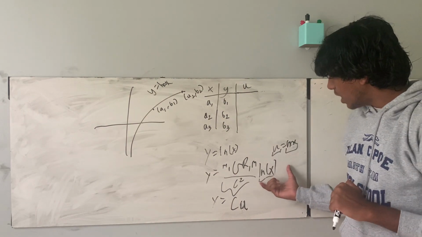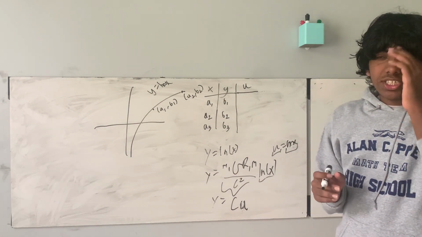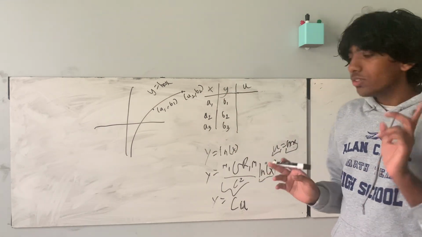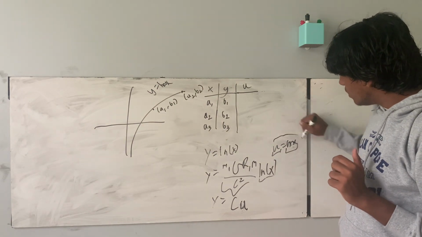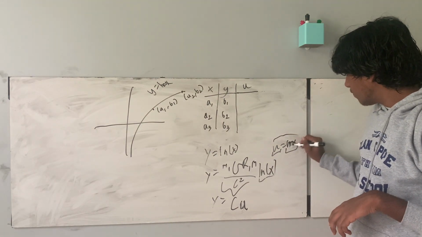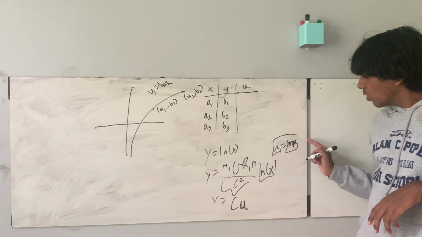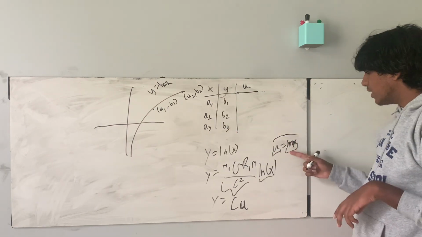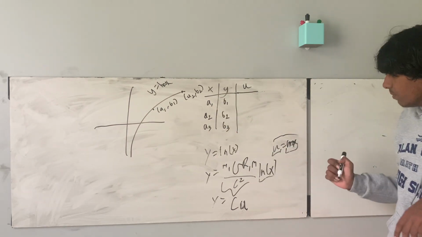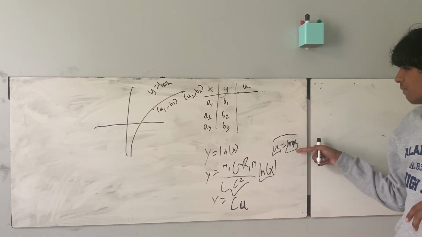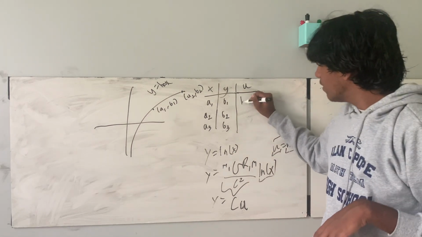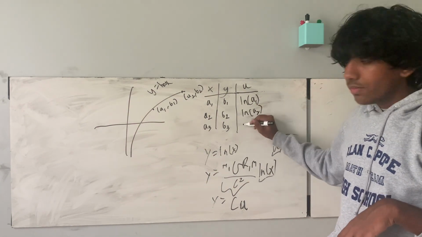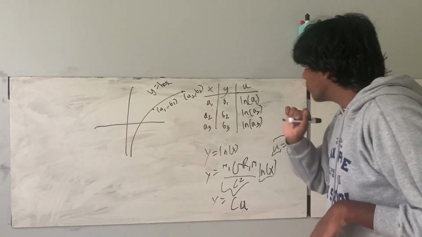So let's try and use some calculations to change our variables from x equals a1, a2, a3 to u equals whatever. So let's do that. Since we know that u equals ln x, what we're going to do is plug in all your x values into ln x and get a new u value. So, for example, a1, we're going to plug it into ln x, ln a1. Likewise, ln a2, ln a3.